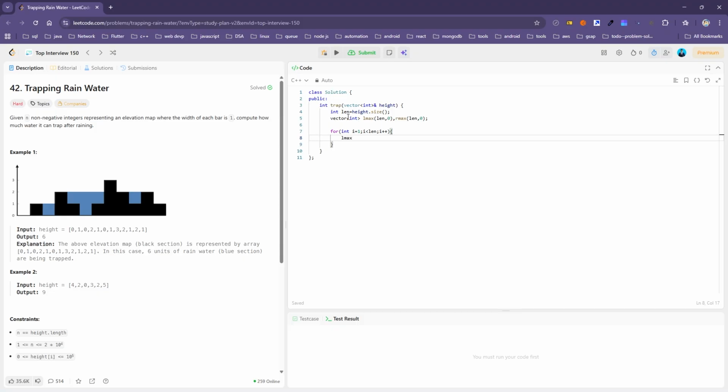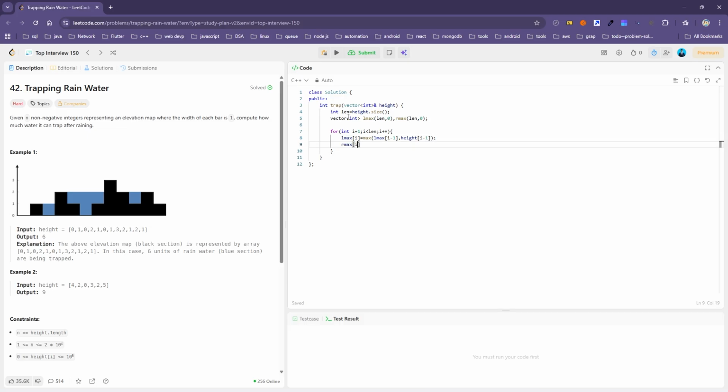In that case, Lmax at i, for, let's say, the first index, will be the maximum of Lmax of i minus 1, or the height of this index, that is height of i minus 1. So we are not considering the current index. So we want to know the Lmax for this current index. So Lmax for this current index will be the Lmax that we have already created for the previous height, which might be the maximum height up until now. So we are just collecting the maximum height found until this index. So that will be the Lmax.